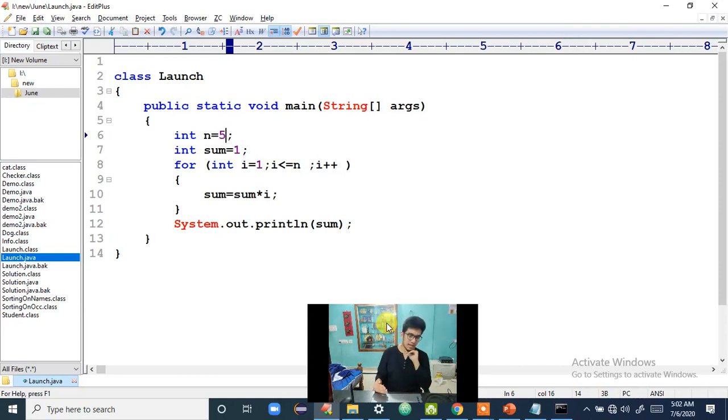Now since I am finding a factorial of a number, it is not good to keep the variable name as sum, because I am not doing sum now. So the name is irrelevant. Let me change the variable to fact, because I am finding a factorial of a number. Wherever there is sum, I will change it to fact, and I am printing not sum, I am printing fact here. I hope this is clear.